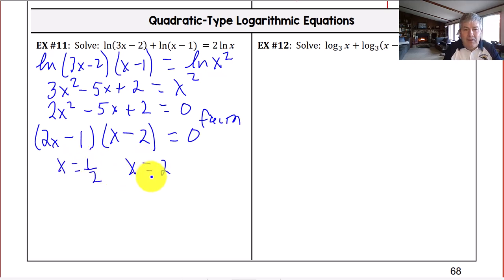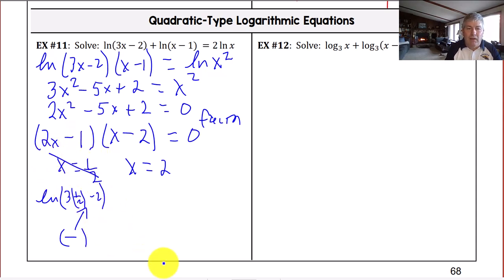Now they're both positive, but do they both work? If I go back to my original equation and I put x in, if I do the natural log of 3 times 1/2 minus 2, this is going to be a negative value. So x equals 1/2 is extraneous, and we eliminate that. So x is going to equal 2, and I confirm that that works. In fact, x equals 1/2 here also gives us a negative as well. So a couple places that's not going to work.